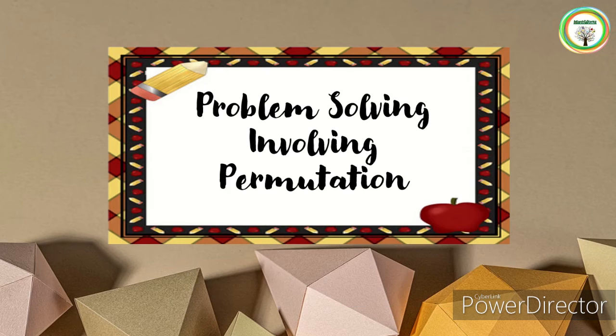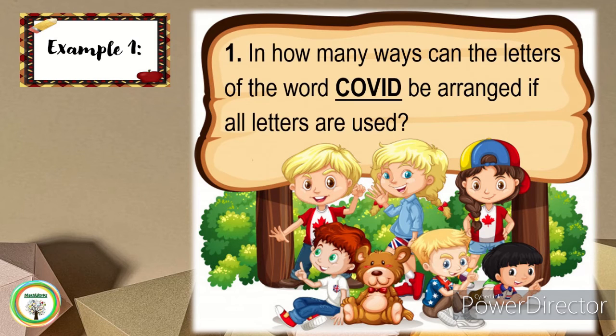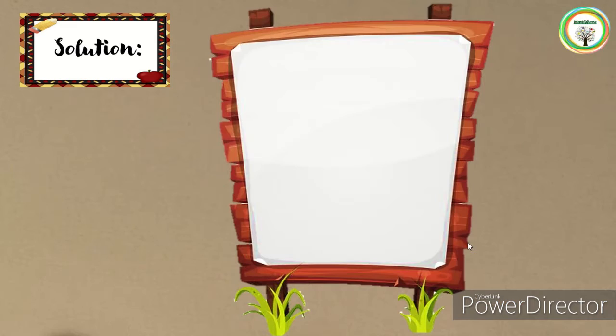Next, let's have problem solving involving permutation. For the first problem, in how many ways can the letters of the word COVID be arranged if all the letters are used? So in this example, the value of n is equal to 5 because the word COVID has 5 letters. So we have 1, 2, 3, 4, 5. Then the value of r is equal to 5 also because we are going to arrange using all the letters. So let's have our solution.